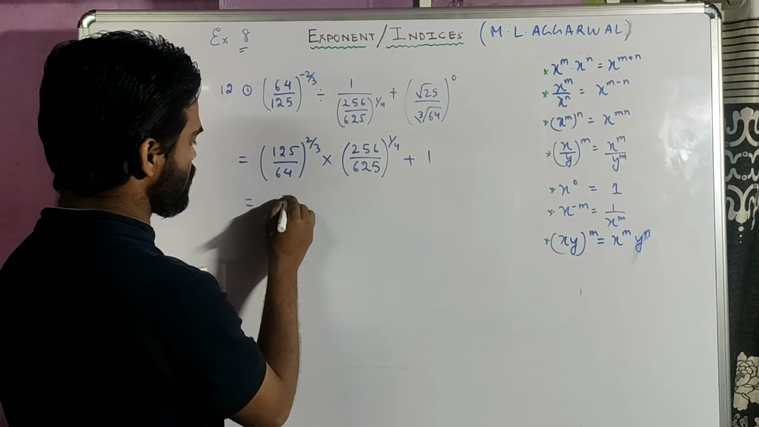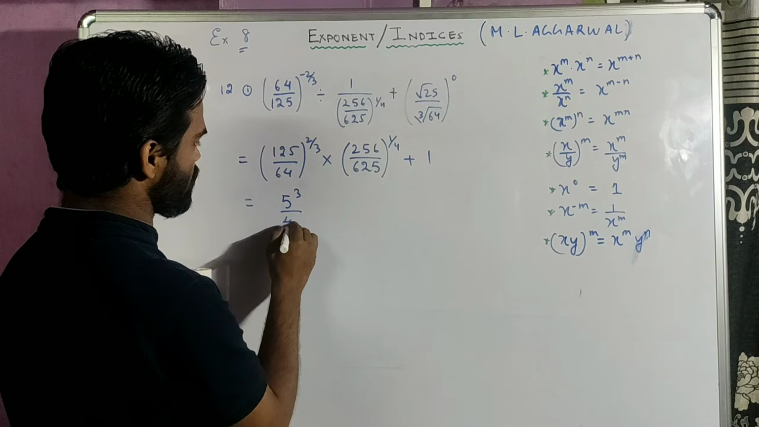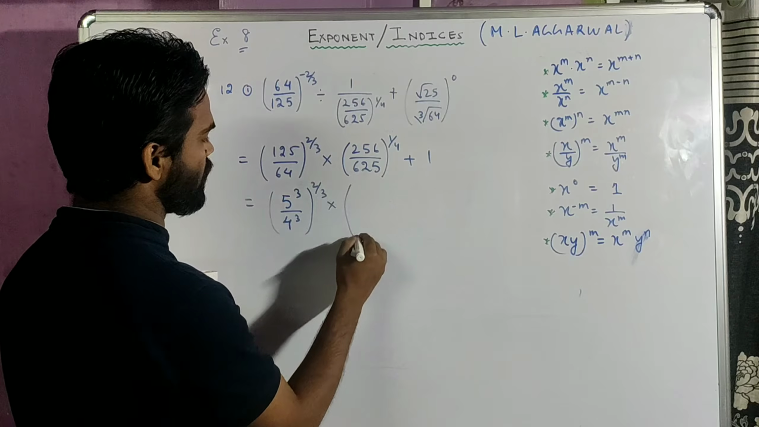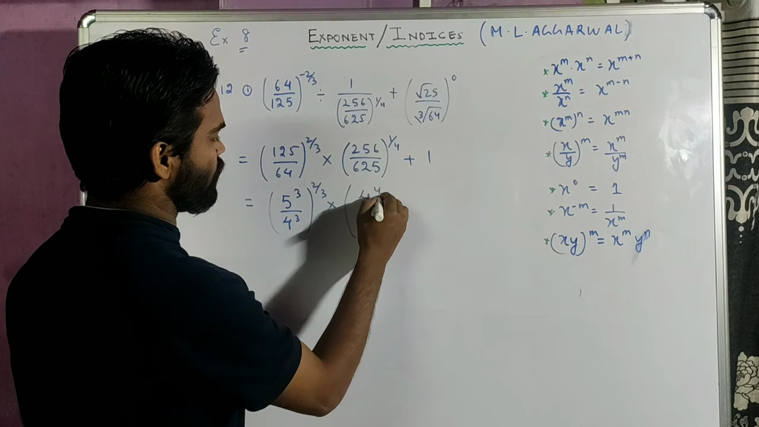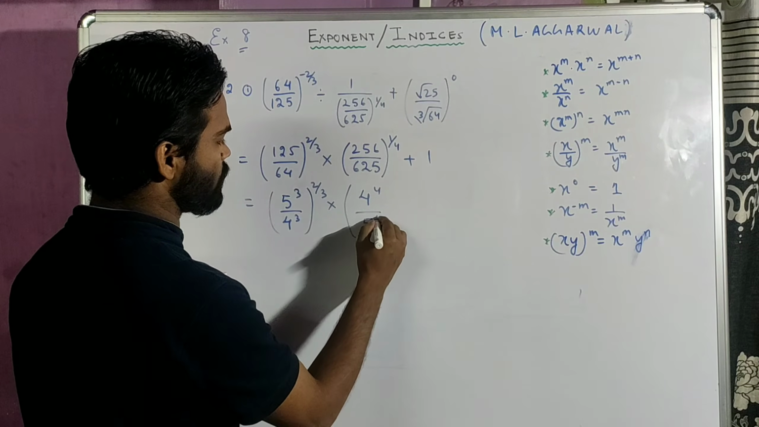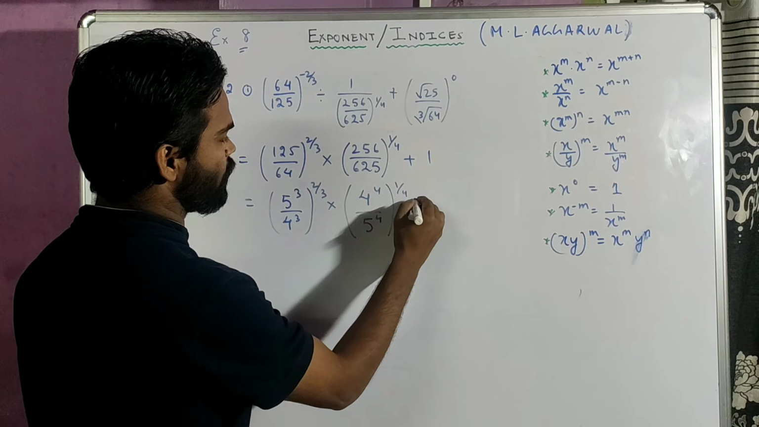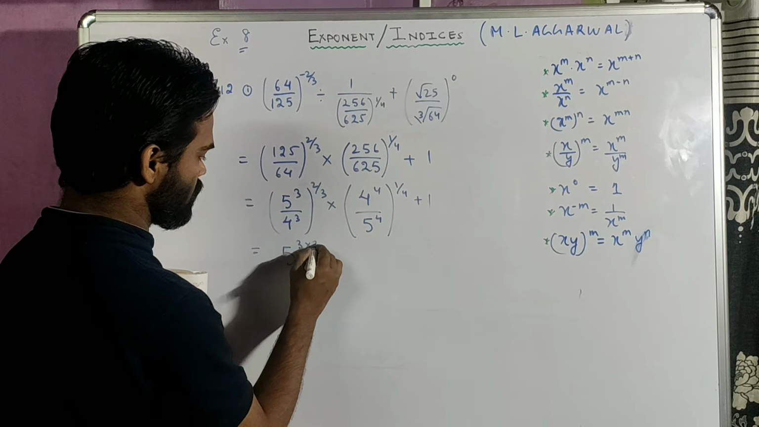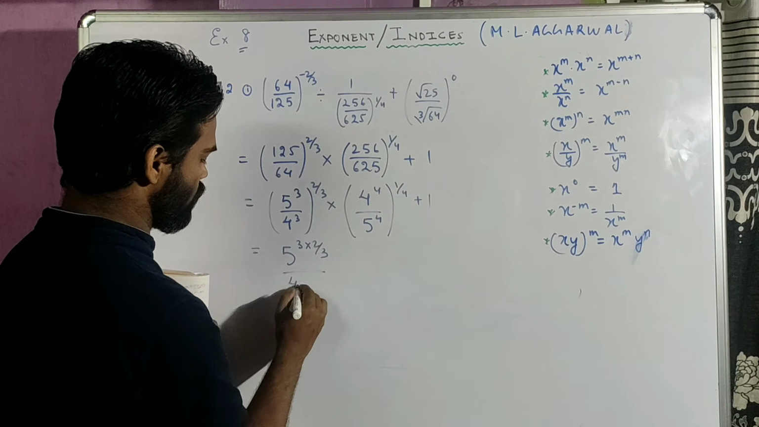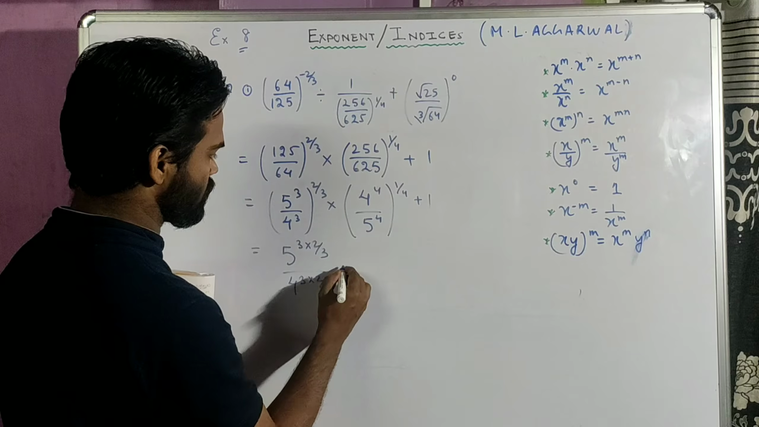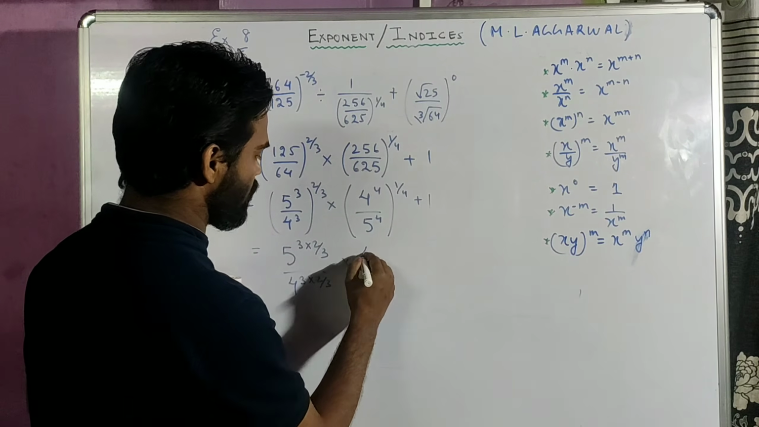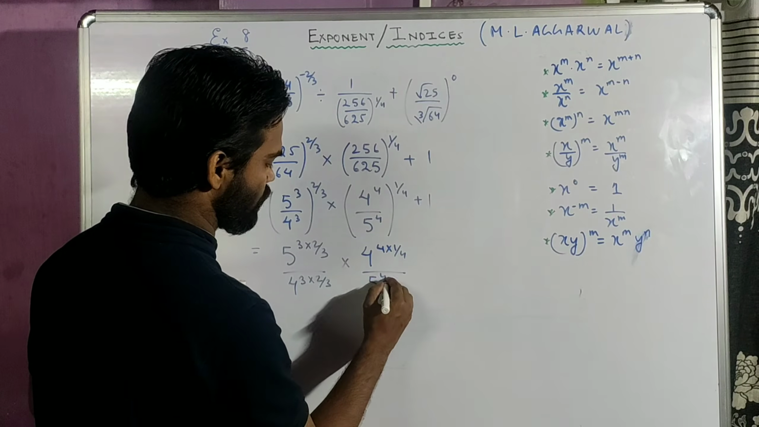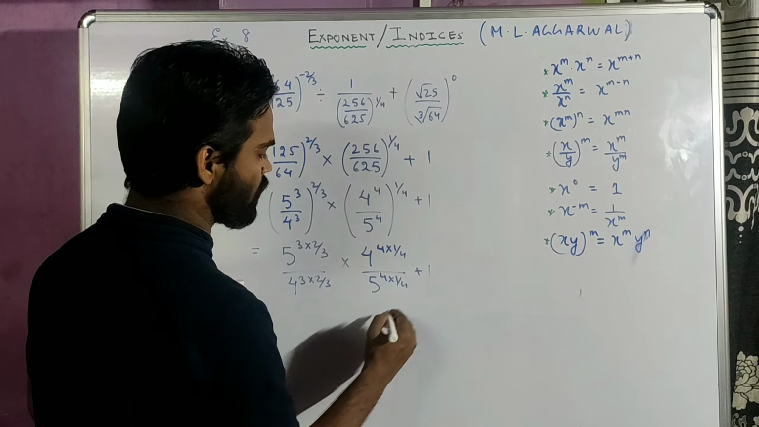Now to 125 I can write 5 cube. This I can write 4 cube to the power 2 by 3 multiplied by this I can write 4 to the power 4. This I can write 5 to the power 4, 1 by 4 plus 1. And when you simplify this becomes 5 cube into 2 by 3, 4 cube multiplied by 2 by 3. Similarly over here it becomes 4 to the power 4 into 1 by 4, 5 to the power 4 into 1 by 4 plus 1.